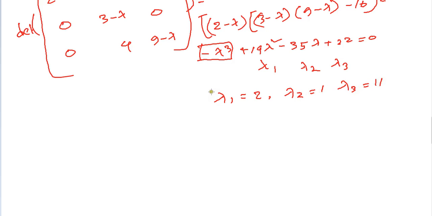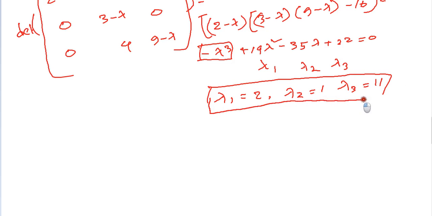So we find out our eigenvalues. And for the corresponding eigenvalues, how can we find the eigenvectors? There are infinitely many eigenvectors, according to that.